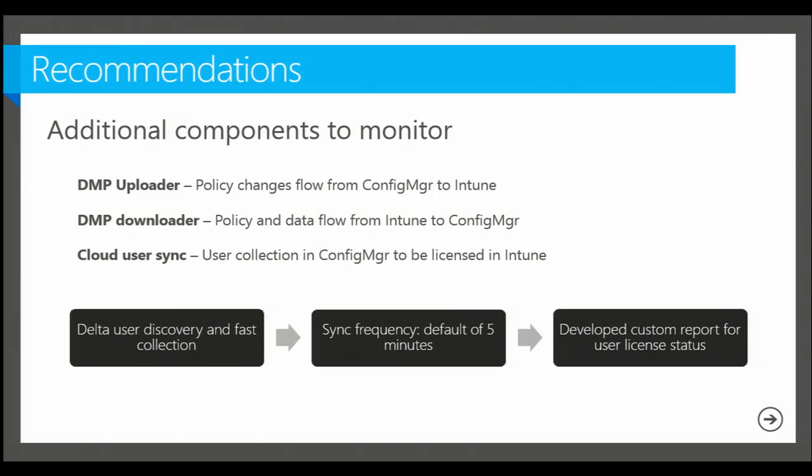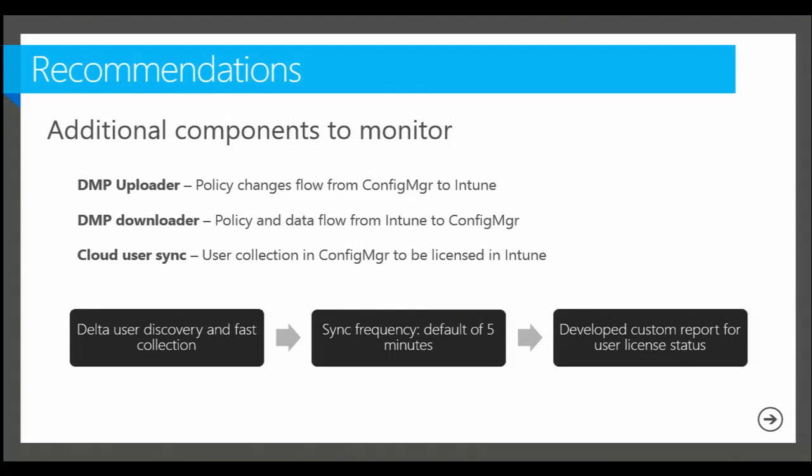So from our recommendation, from our experience, we learned that there are now additional components for us to monitor. There's the Cloud User Sync that we talked about, which is the User Collection Config Manager. Then there are a couple of other components that we identified. One is the DMP Uploader, which uploads the policy changes from Config Manager into Intune. And DMP Downloader, pretty obvious sounding name, that it's downloading the policy changes from Intune to Config Manager.